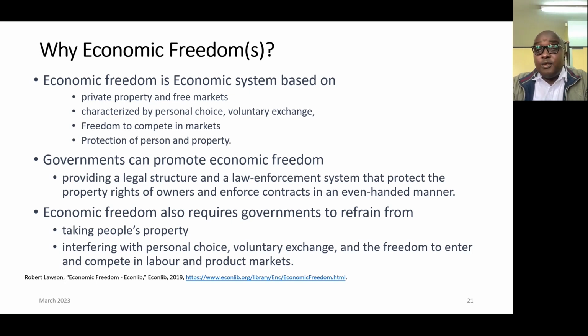What these economic freedoms require governments to refrain from is taking people's property and interfering in the freedoms to contract, which is personal choices, voluntary exchange, and the freedom to enter and compete in both labor markets and product markets. So that is why economic freedoms. This is the entire justification for why economic freedoms.